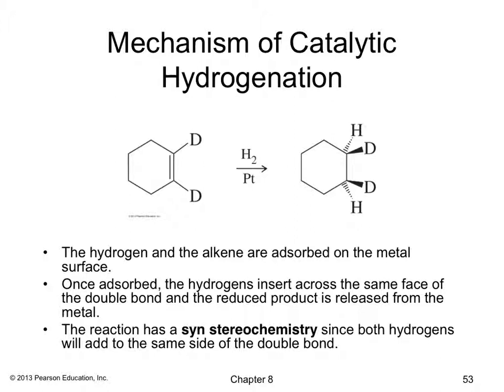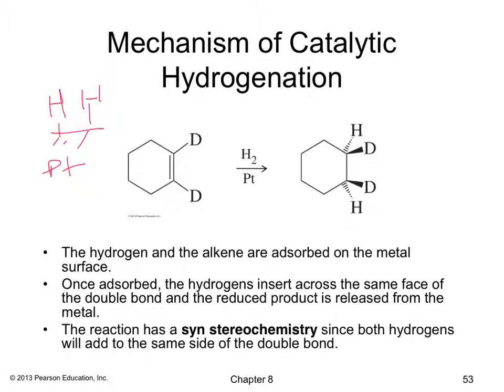So the mechanism for this: what happens is you have adsorption of the hydrogen and the alkene on the metal surface. So you have a metal surface, draw the metal surface. You have hydrogen, oops, sorry. We're going to draw the hydrogen again. You're going to have hydrogen adsorbing onto the platinum. Let's say this is the platinum surface. So they're both on the same side on the platinum.